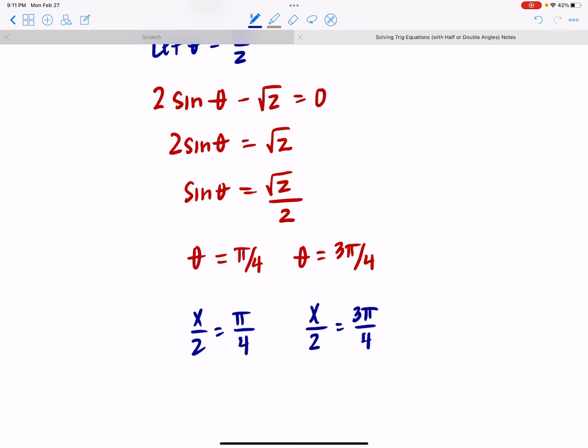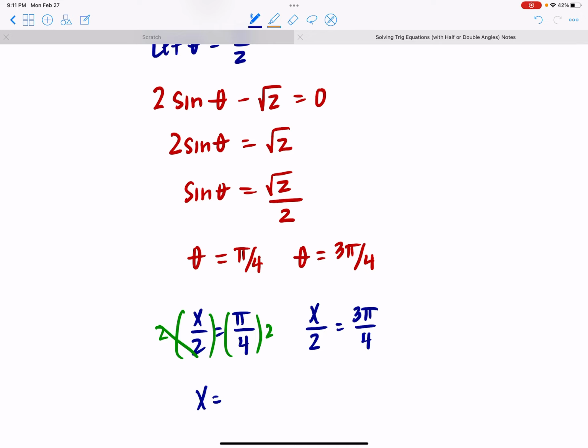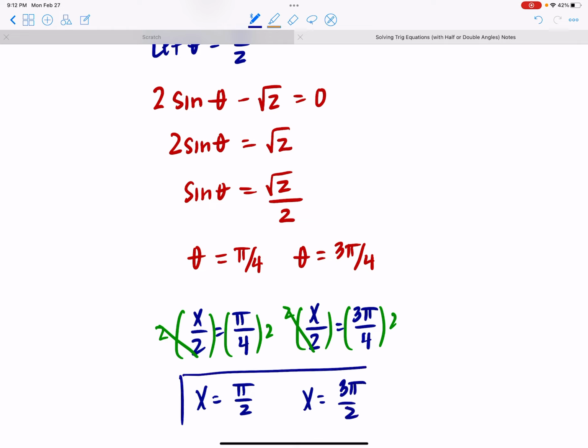So if I want to solve for x, I've got to get rid of the divide by 2, which means I'm going to multiply both sides by 2. That's going to cancel, and x is going to be all by itself equal to 2 pi over 4, which is going to reduce to pi over 2. And then the same thing over here. If I multiply by 2 and multiply by 2, those are going to cancel. x would be all by itself equal to 6 pi over 4, but that's going to reduce to 3 pi over 2. And those are going to be my two solutions in that interval.